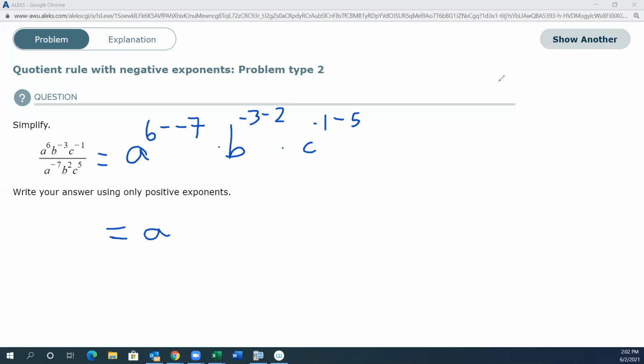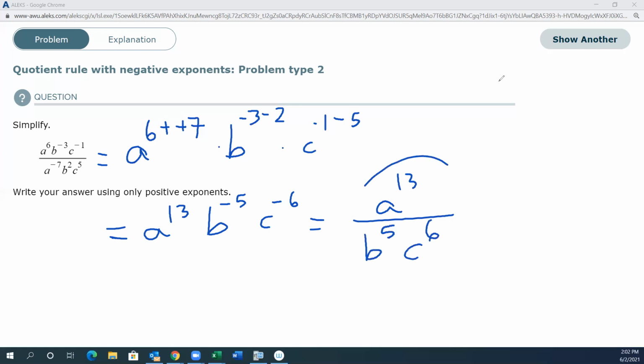Okay, so that's going to give us a to the 13th, because minus a minus makes plus. Blam blam, our double barrel shotgun. And then -3 minus 2 is -5, and -1 minus 5 is -6. And because we still have negative exponents, we're not done. They must be eradicated. So we send the b to the bottom and the c as well. Now we're done.